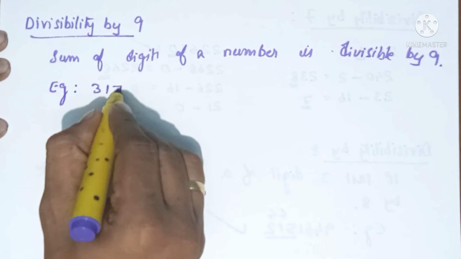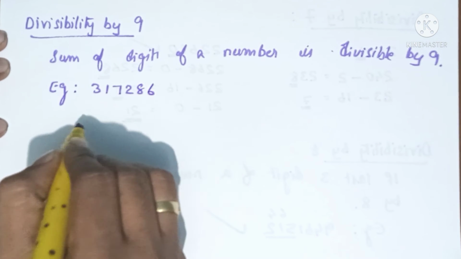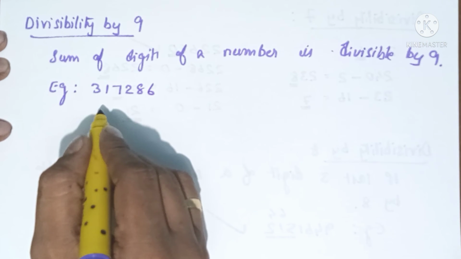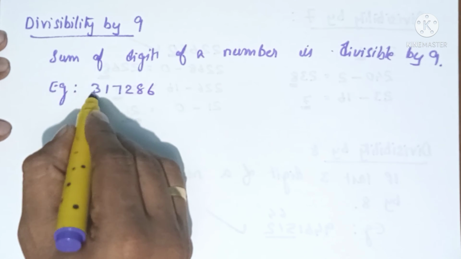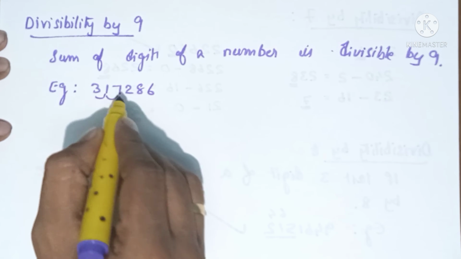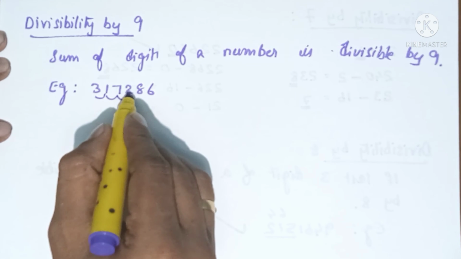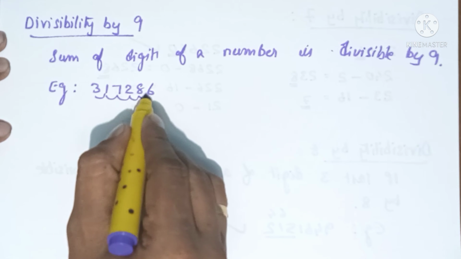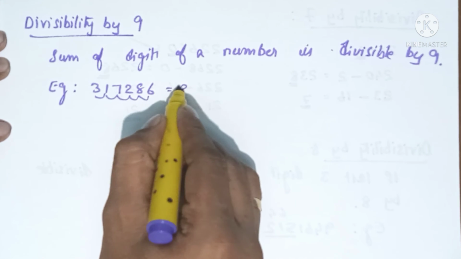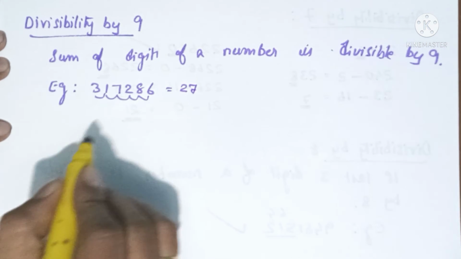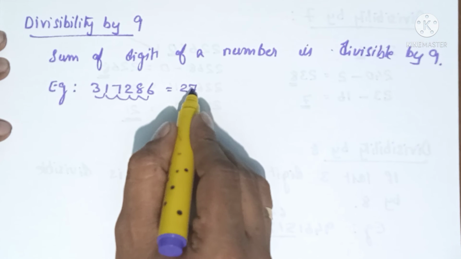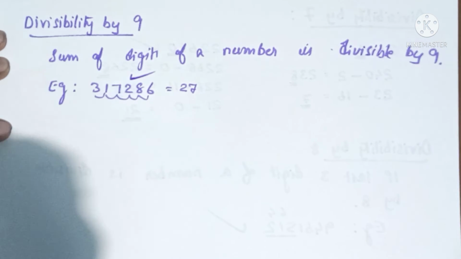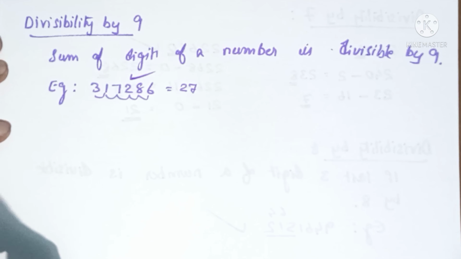3 1 7 2 8 6. So we have to check if this number is divisible by 9 or not. How will we do it? 3 plus 1 is 4, 4 plus 7 is 11, 11 plus 2 is 13, 13 plus 8 is 21, 21 plus 6 is 27. Sum is 27. So we know that 27 is divisible by 9. So that means this number is divisible by 9. This is the divisibility rule of 9.